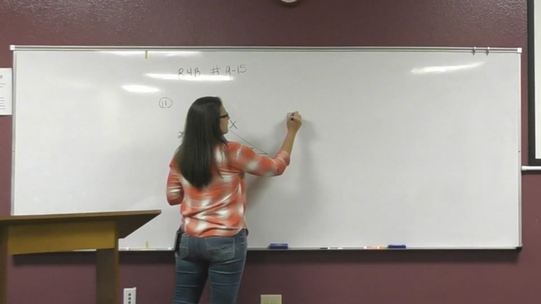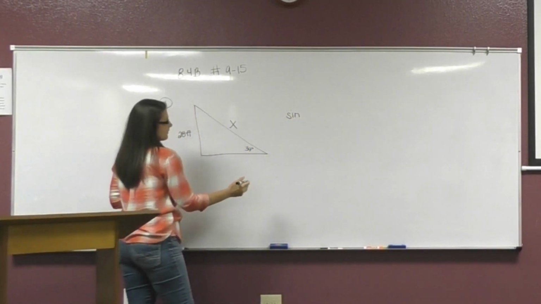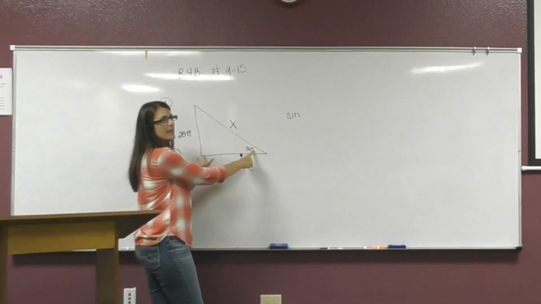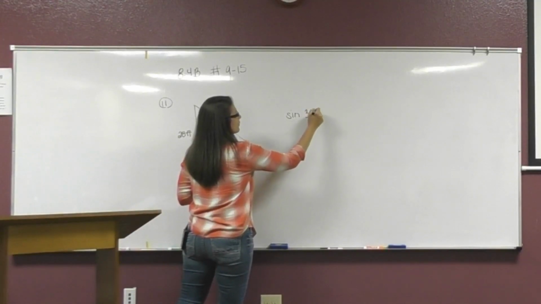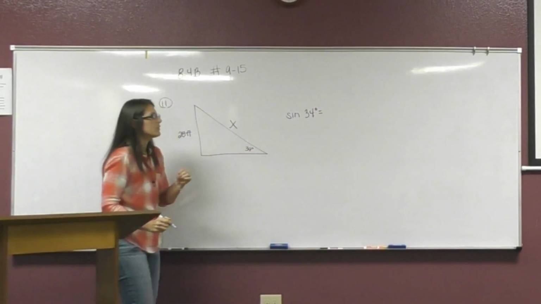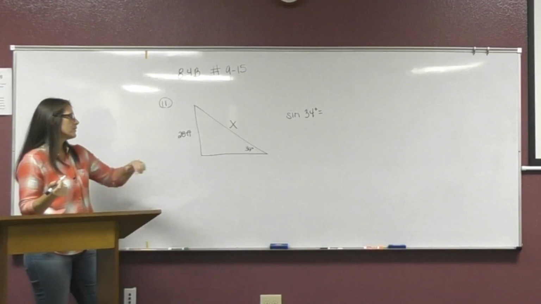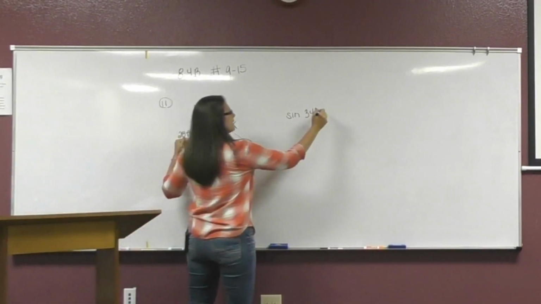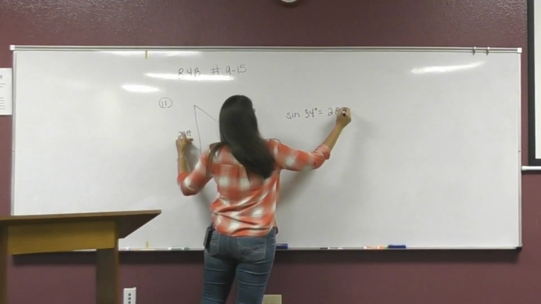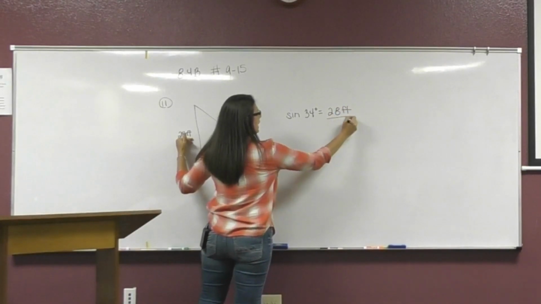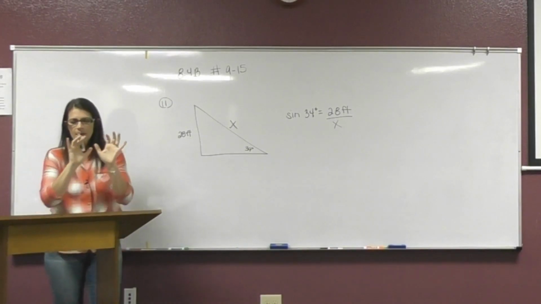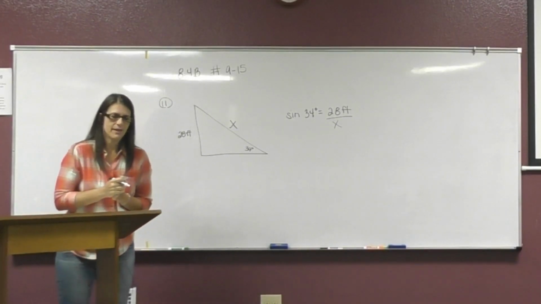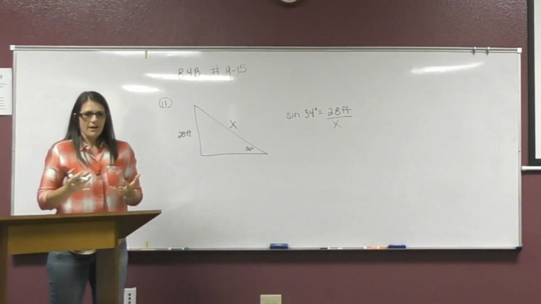So the sine of, it's not going to be theta because I know my angle. It's 34 degrees. The sine of 34 degrees equals opposite over hypotenuse. Opposite is 28 feet. Hypotenuse is x. Okay, now this is just basic algebra, all right? So I'm solving for x.